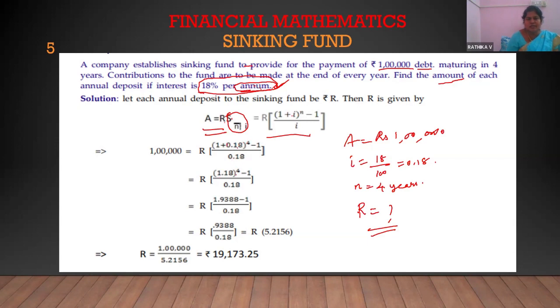This is 1.18 whole power 4 minus 1. So now the calculation here. Mostly they are giving the value. In this year's sample paper, they have given the value of 1.18 whole power 4 directly. If not, they will provide the log book. So from the log book only, we have to find the value using the common logarithm.